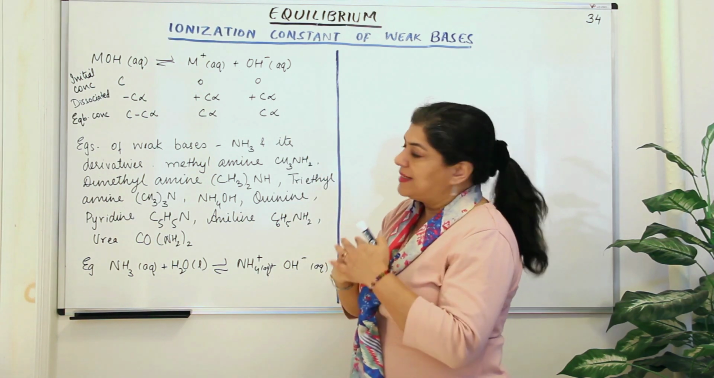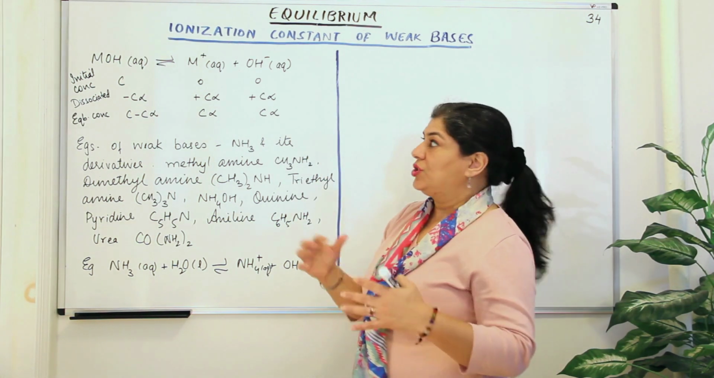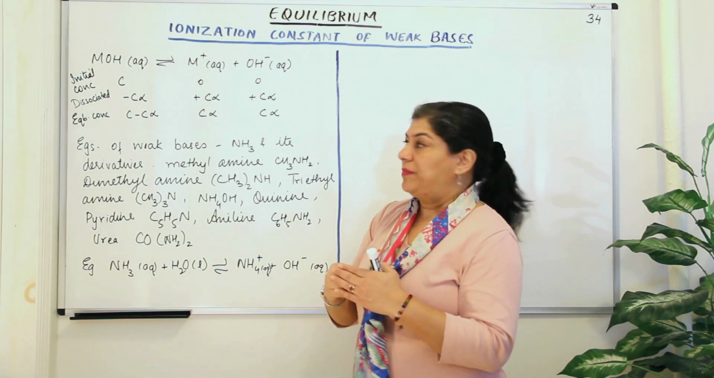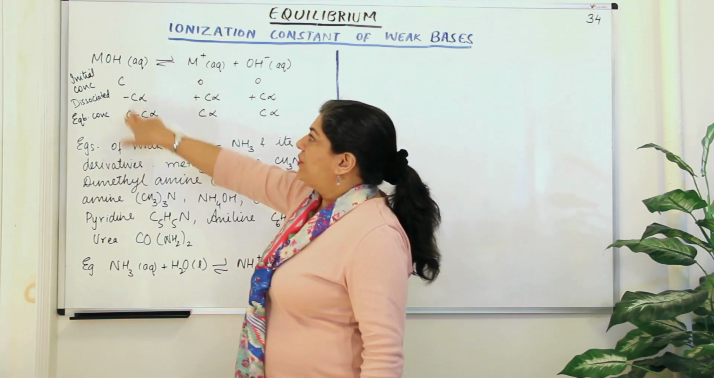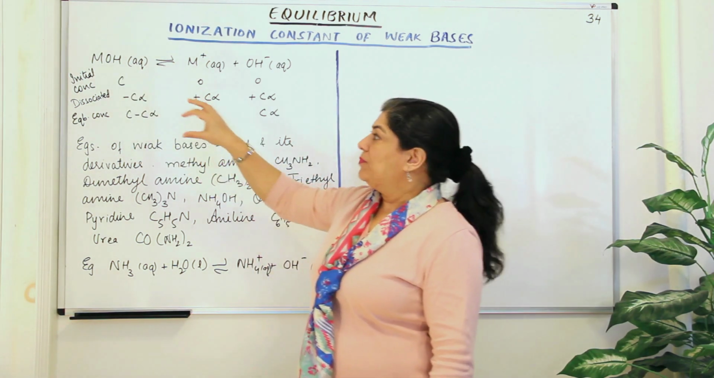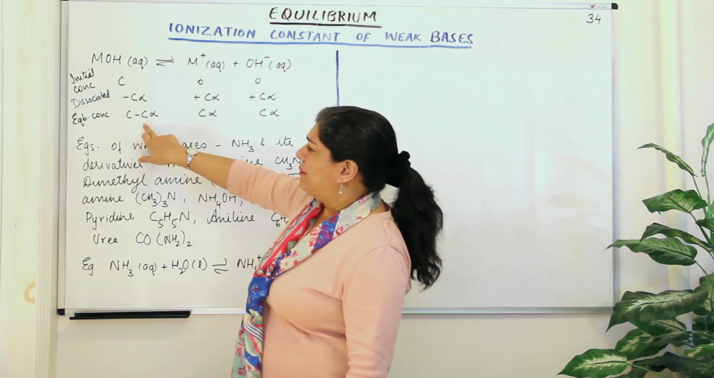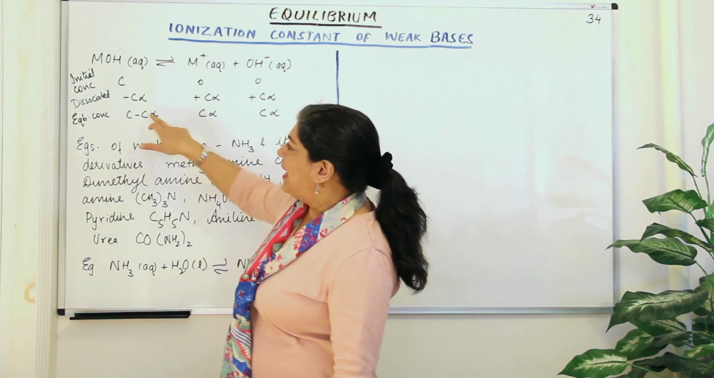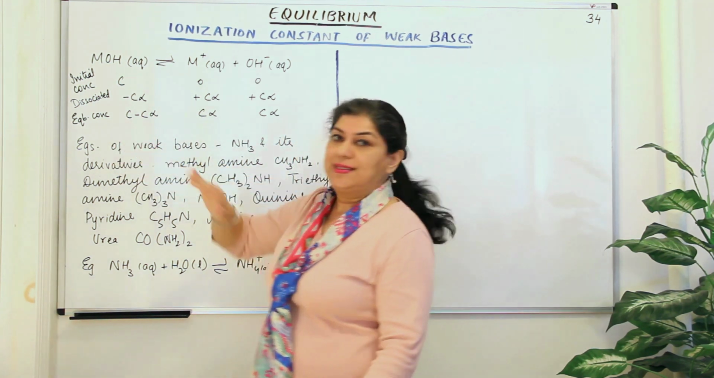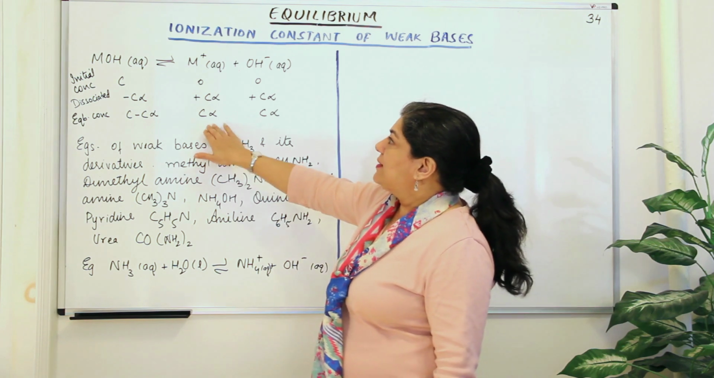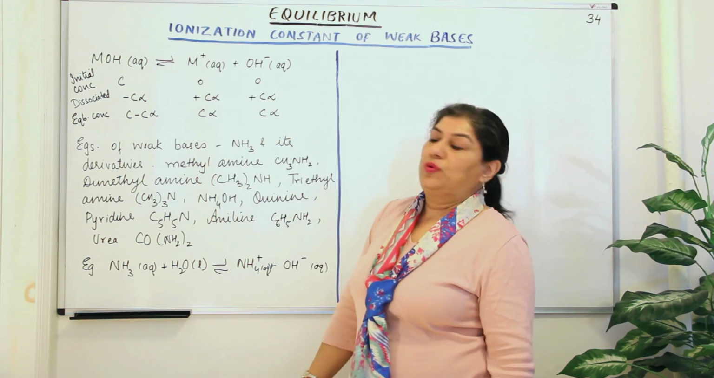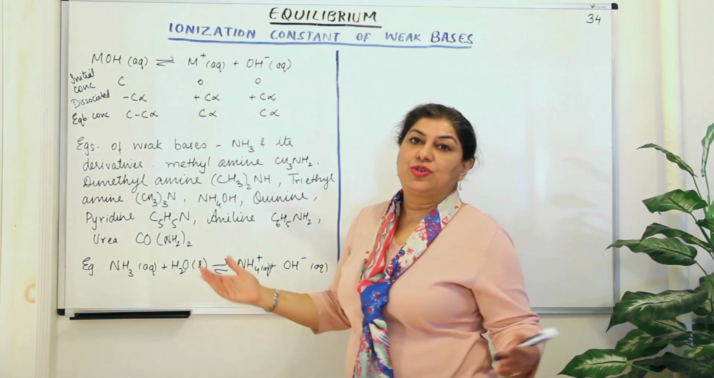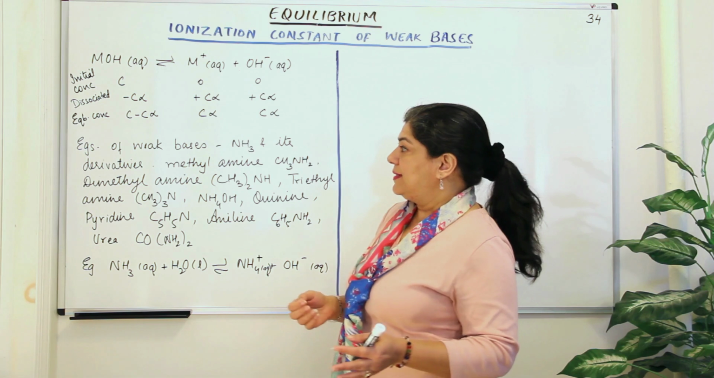So when equilibrium is established, what are the concentrations of the different species in the equilibrium mixture? The concentration of the reactant MOH, that is the base, would be C minus C alpha, because initially you had C, out of which C alpha reacted. So what you are left with is C minus C alpha, and the concentrations of both the products would be C alpha and C alpha. And the rest of the process is very similar to what we did for weak acids.